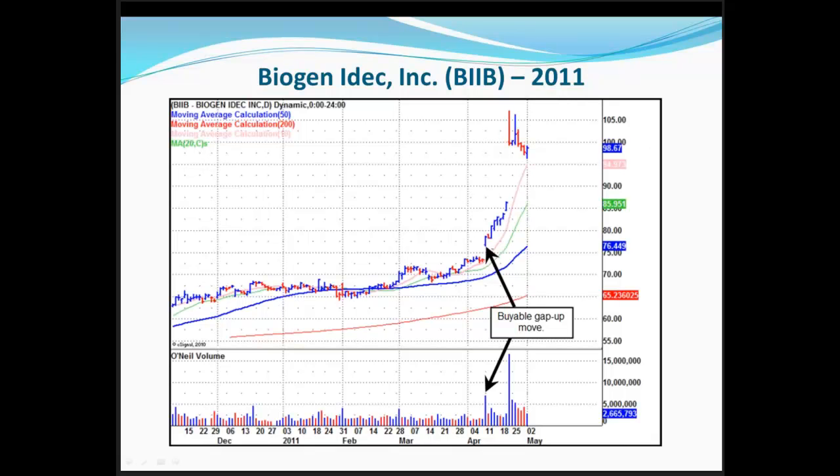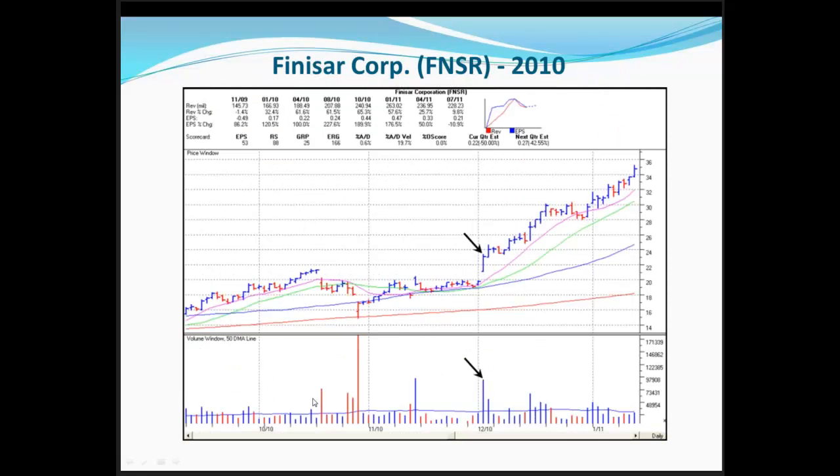So being able to buy this one, you would want to buy that one, but being in a position to buy this one, I think you would not want to be doing that. Biogen did continue to build a base, and it did continue higher later on, but this was pretty much the top at the time.